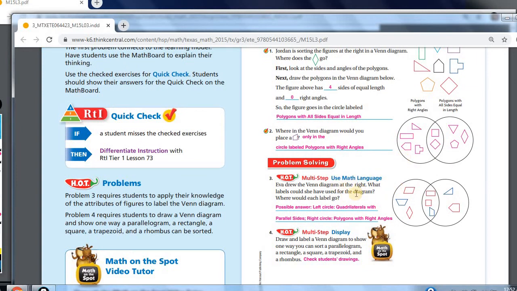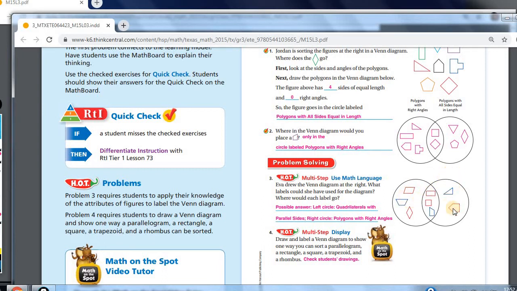Okay, we're looking at this one. Emma drew the Venn diagram at the right. What labels could she have used for the diagrams? Where would each label go? So first one, on this circle, they're all what? Well, they all have how many sides? 1, 2, they all have 4 sides, but they don't have any right angles. So I could use quadrilaterals with parallel sides. Okay?